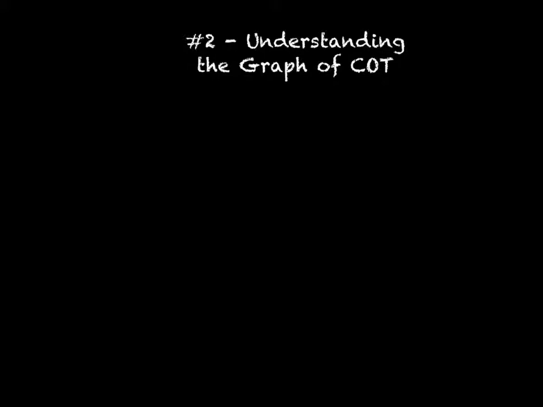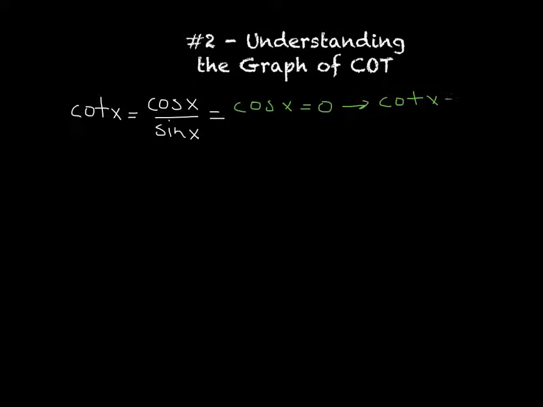Alright, so now that we understand the basic shape of the graph of the tangent, now we can actually attack the graph of the cotangent, and let's see how they are different. Well, the cotangent of x is equal to the cosine of x over the sine of x. So, the cotangent is going to equal 0 when the cosine equals 0. So, when the cosine of x equals 0, that will lead to the cotangent of x equaling 0.